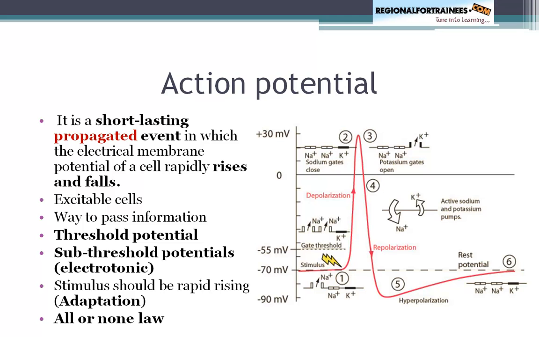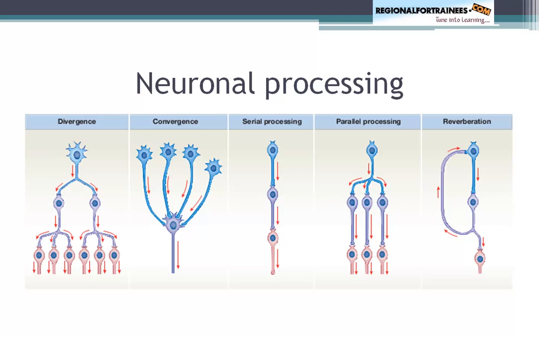And the last property of action potential is that it is an all or none phenomenon. That is, if the given electrical stimulation or chemical stimulation reaches the threshold potential, then action potential will happen. And if it does not reach the threshold potential, then it will not happen. So either it is a complete or not at all kind of phenomenon. That is the all or none law.